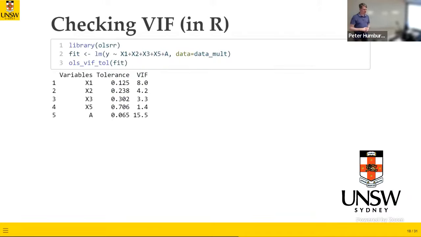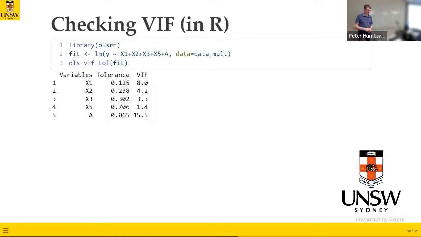So here's an example of doing that in R, and here the function I used produced a table for that model that includes x1, x2, x3, x5, and A that we looked at before. And you can see it says there is multicollinearity. There's a lot of it for A, as you would expect, and varying amounts for the other variables.